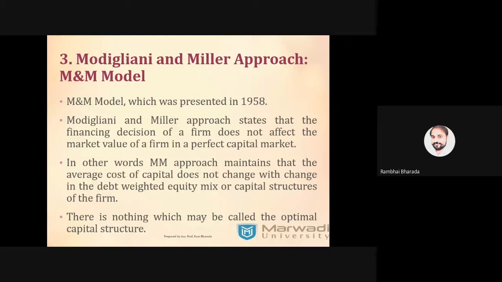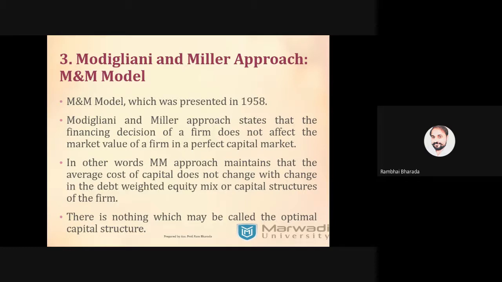Please remember, model or approach stands for Modigliani and Miller. This approach was presented in 1958, and again this is an irrelevance approach. It means according to this approach, the capital structure of the company does not affect the value of the firm because according to Modigliani and Miller, there is a perfect capital market, and in the perfect capital market, nobody will change the price, nobody will change the value. The price will be decided by the market itself.